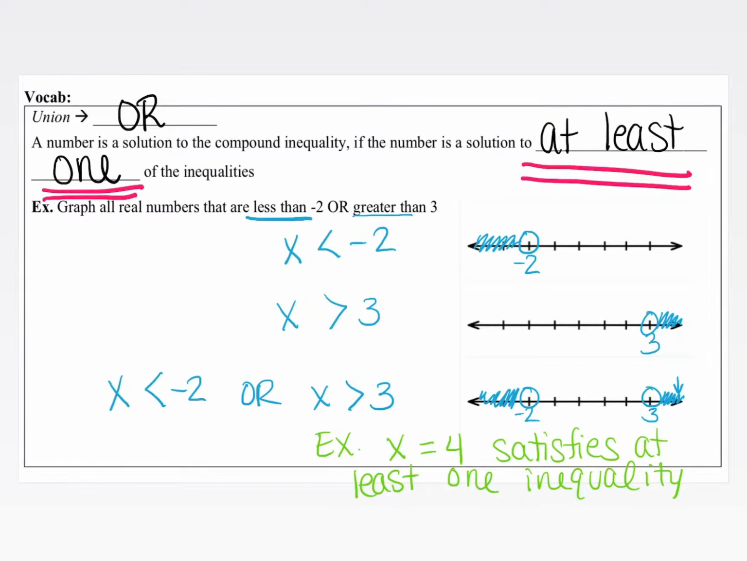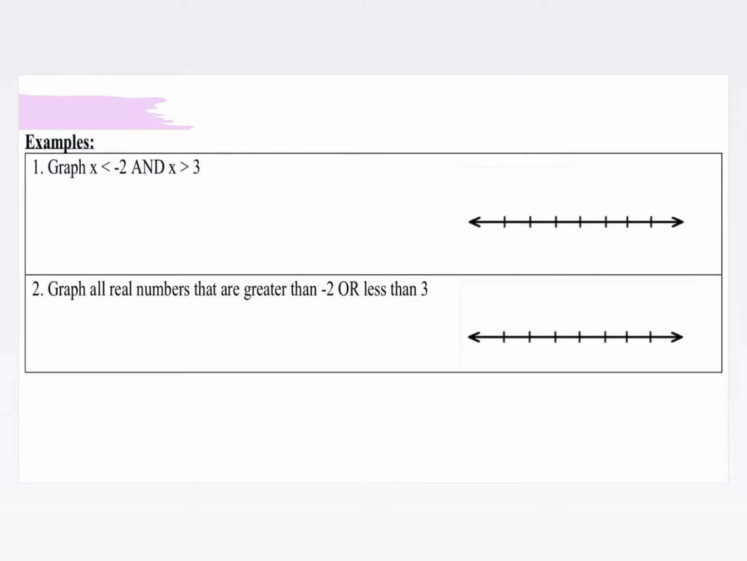Oftentimes, you might hear people refer to, for compound inequalities, if it's an and, you shade in between, and if it's an or, you shade away. That is not always the case though, so it can be helpful for some students, but you have to really make sure that you're reading the inequality properly to make sure that you aren't ignoring any possible solutions. Let's go into some other examples.